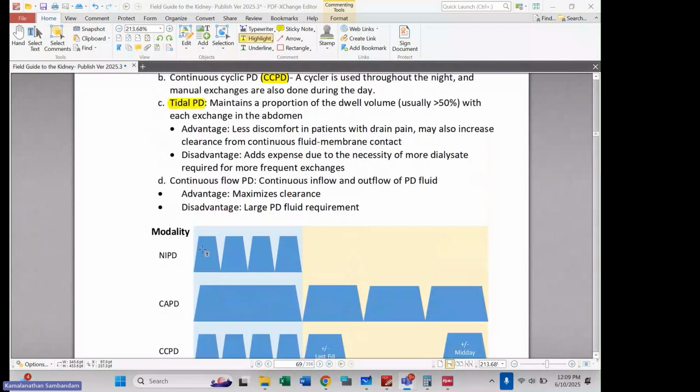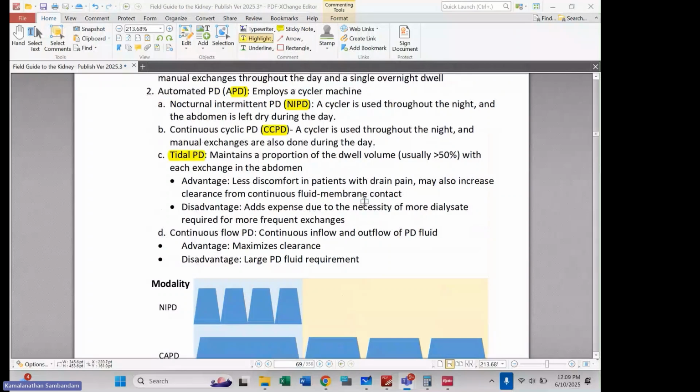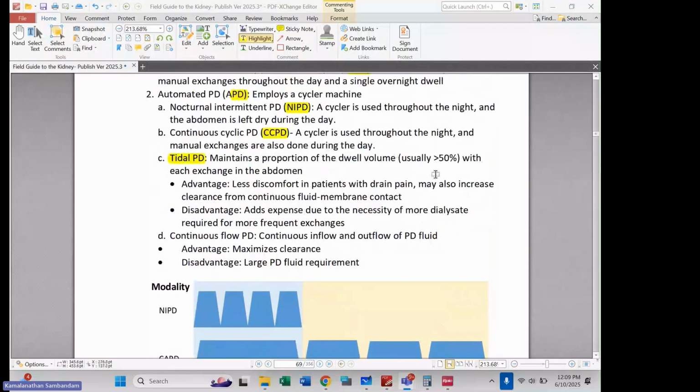Now, the percentage of the total dwell volume that we leave behind is prescribed. You usually prescribe that as 90% tidal PD would refer to leaving behind 10% of the dwell volume. Okay, so the usual nomenclature refers to how much that you take out. If you take out 90% and you leave behind 10%, that would be a tidal PD prescription with 90% of your fill volumes exchanged in and out of the abdomen.